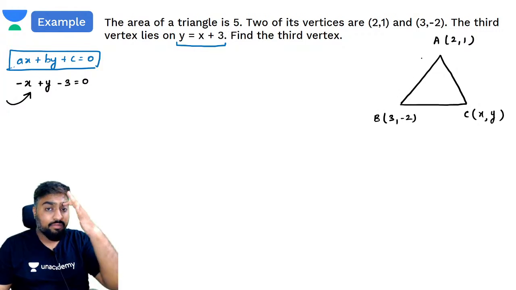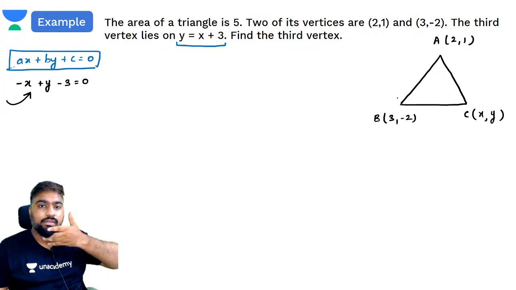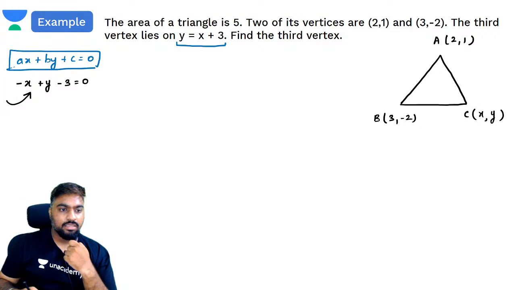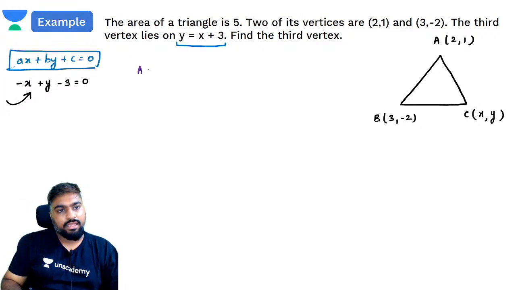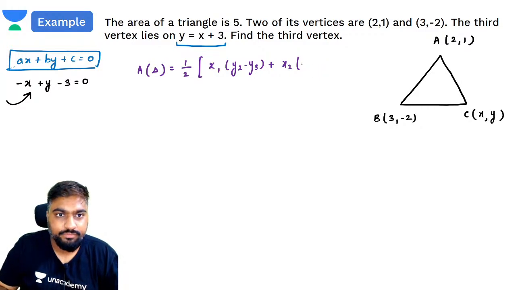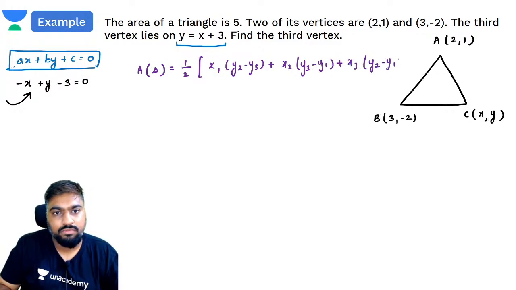यस तो पहले ट्राई एंड फाइंड आउट एन इक्वेशन विद द हेल्प ऑफ एरिया ऑफ द ट्रायंगल। यस इसको यूज करो, एरिया ऑफ द ट्रायंगल को रख के फाइंड आउट एन इक्वेशन, या सो लेट्स डू दिस। एरिया ऑफ एनी गिवन ट्रायंगल इज व्हाट, half times x1 into y2 minus y3 plus x2 into y3 minus y1 plus x3 into y2 minus y1, correct?